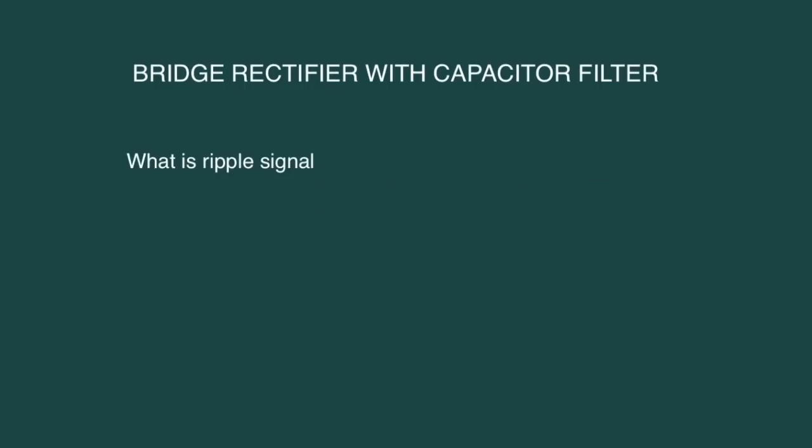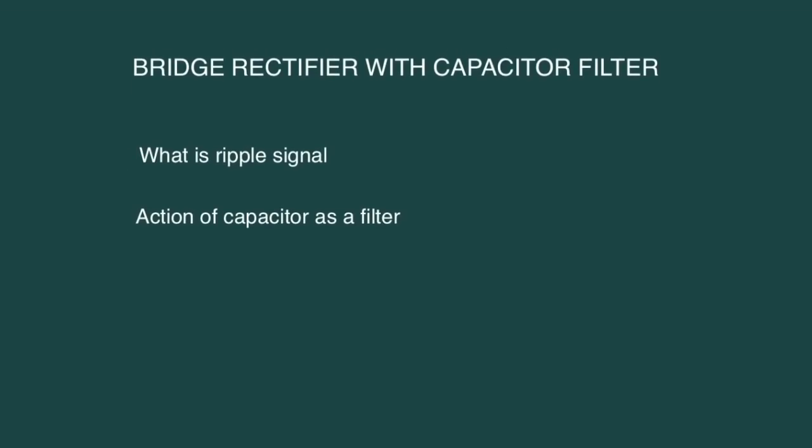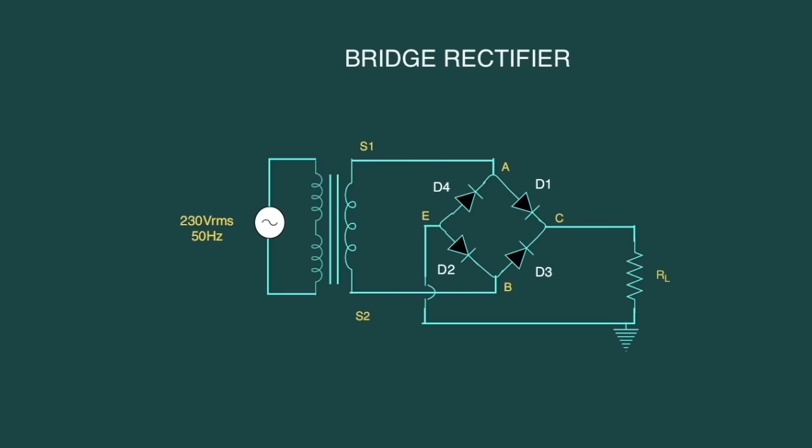We will start with what is a ripple signal, then we'll come to action of a capacitor as a filter, and then we'll see what is the advantage of reducing the amplitude of ripple signal. This is the circuit of bridge rectifier which we studied in last session.